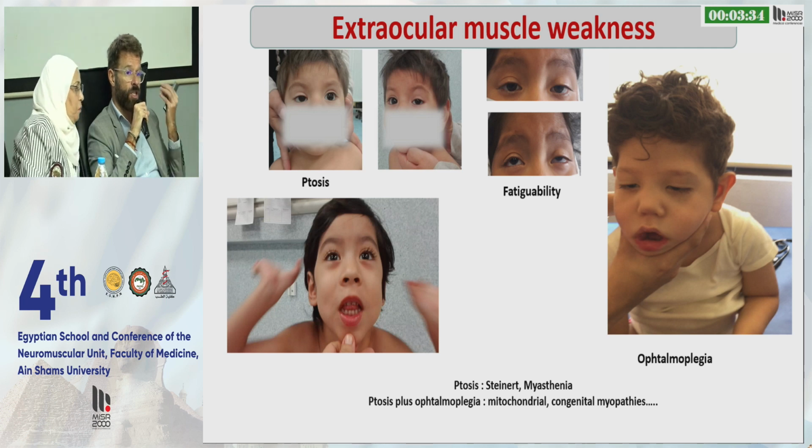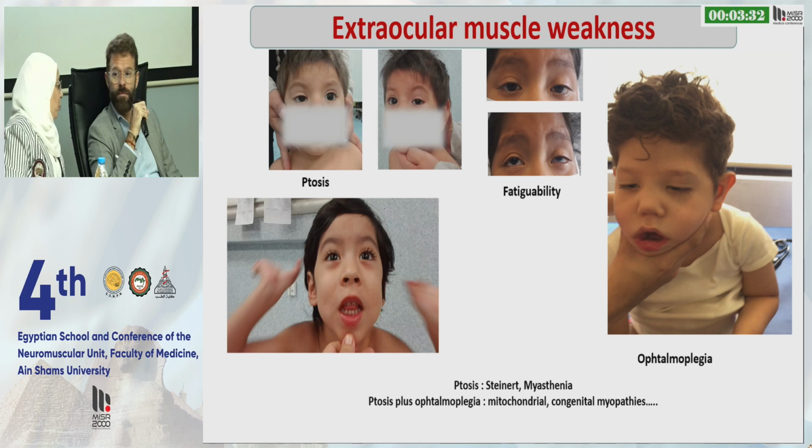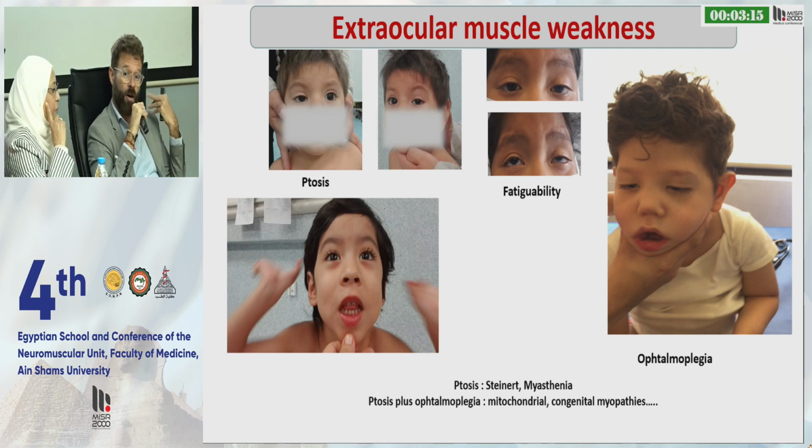derived by which nerve? If you do this, which nerve is it? Facial. But if you have ptosis, which is the nerve that is involved? The third. Okay? So the ptosis is a problem of an extraocular muscle, the third nerve. The ptosis can be symmetric or asymmetric.